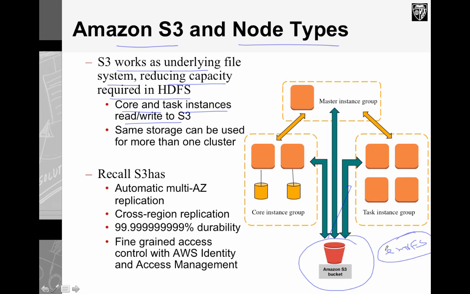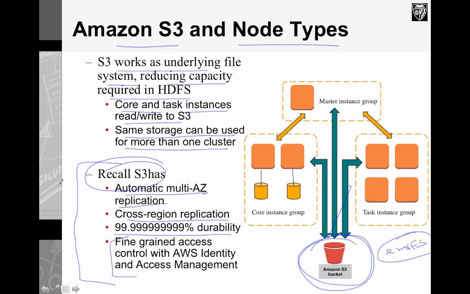Just like HDFS, there is something called the EMR file system. And the same S3 storage can be used for more than one cluster. So you can have one cluster using the S3 storage, another cluster using the same S3 storage. If you recall, S3 has automatic multi-AZ replication, cross-region replication, and also high durability. There is also fine-grained access control where you can access it over the web. For those of you who have taken the AWS Cloud Computing class, you know that S3 has all these features in it. Just wanted to review that.